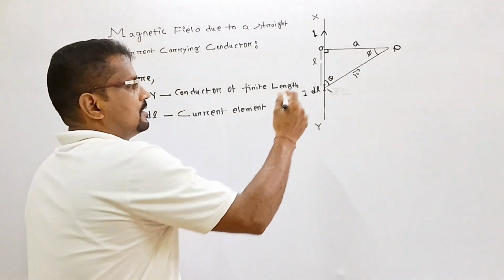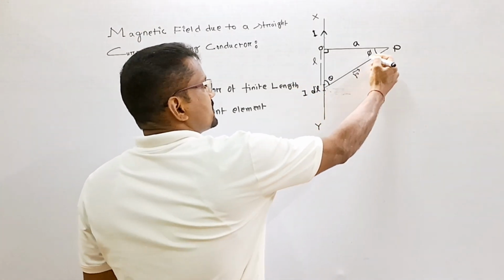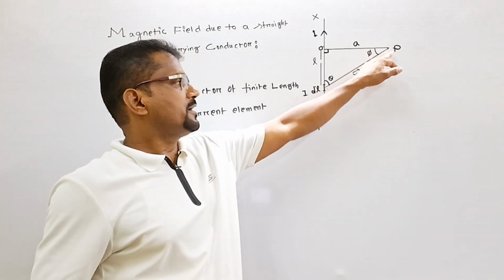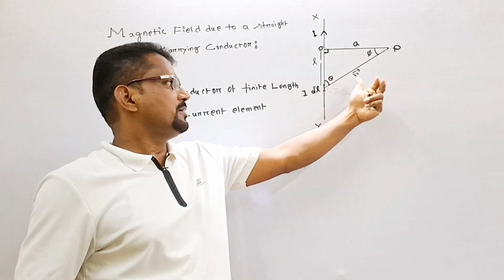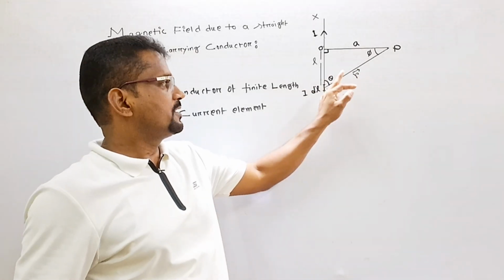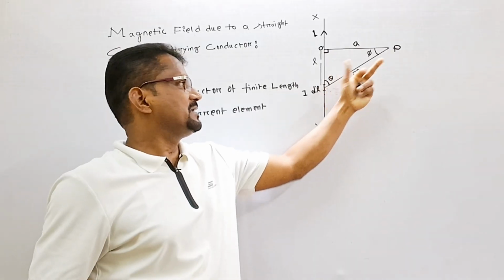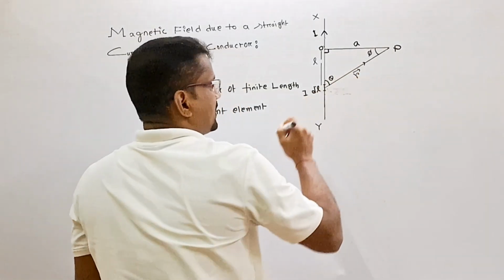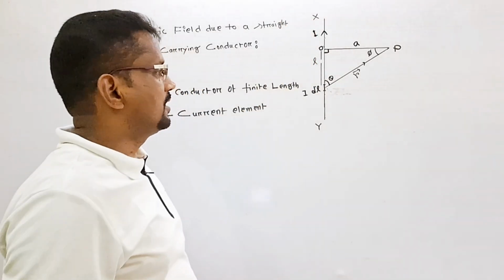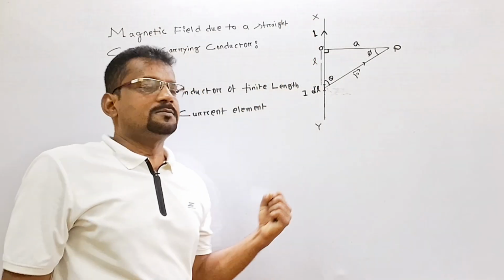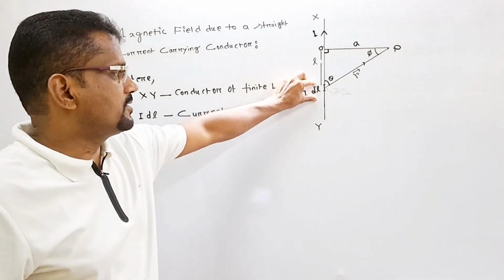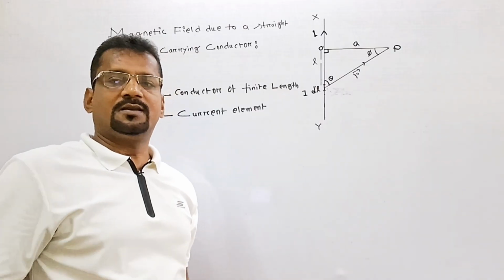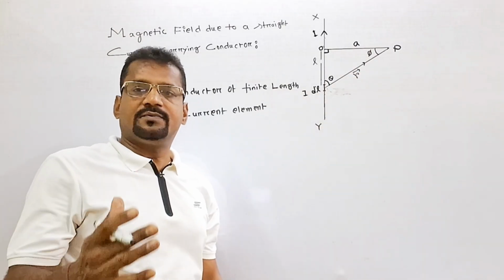Now from here you can say the position vector of P, in this direction, is R vector, or simply you can say that P is at a distance of R, and this position vector makes an angle theta with the conductor. This current element will definitely produce some tiny magnetic field at the point P, and that value is known to us.